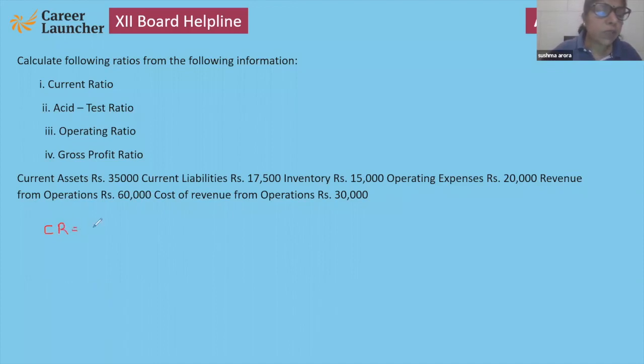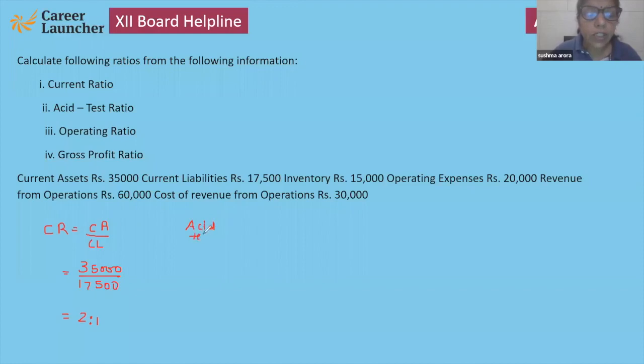Current ratio is equal to CA upon CL. It is given clearly. CA is given 35,000, CL is given 17,500. Your answer will be 2:1. Now next, acid test ratio.